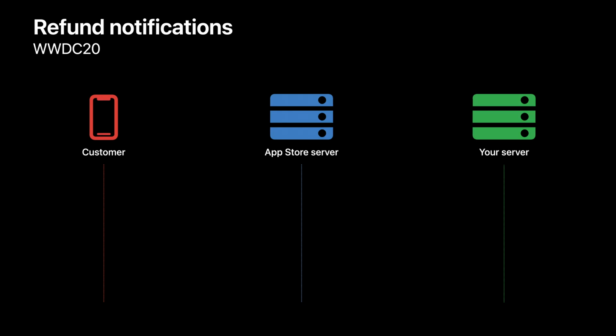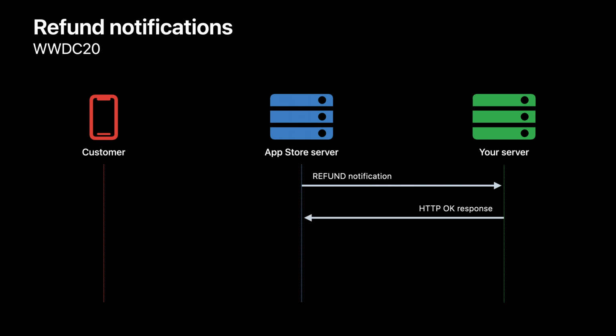In WWDC21, we announced a new notification type called refund. After a customer is issued a refund, the App Store sends the refund notification to your server. If you have configured a server URL in App Store Connect, you may already be receiving refund notifications. When your server receives this notification, respond with a successful HTTP status code 200. Then you can take appropriate action for the refund in response.